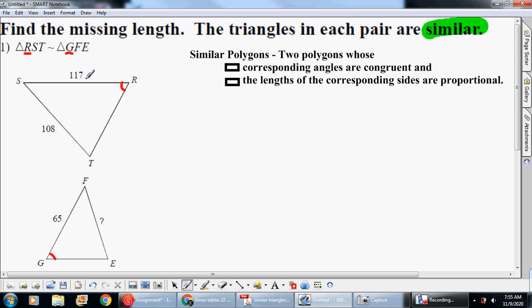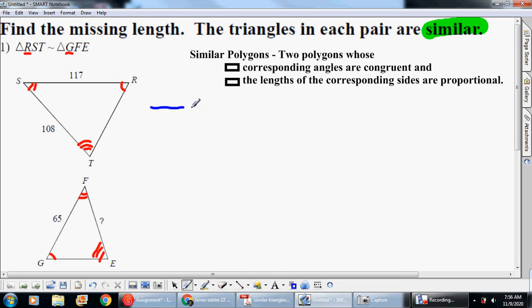Now, angle S is congruent to angle F. Angle S, put two tick marks, congruent to angle F, two tick marks. And angle T congruent to angle E, three tick marks, T to E. Okay, so we know corresponding angles are congruent, and then the lengths of corresponding sides are proportional.